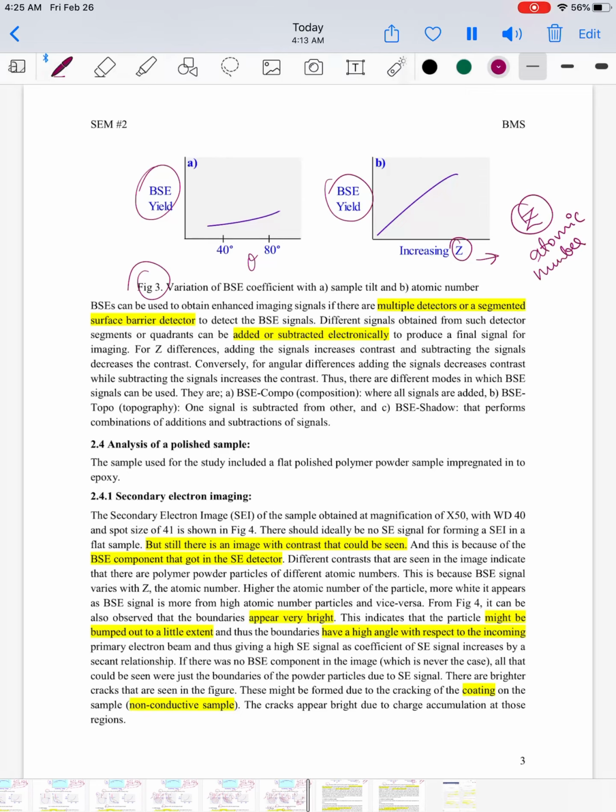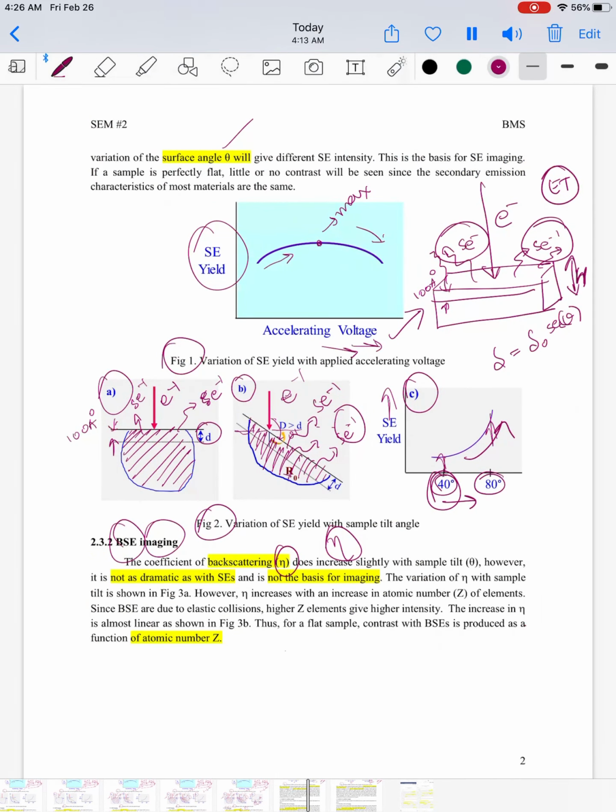When we compare figure A and figure B here, we see that BSE yield is not changing much with the sample tilt angle, whereas it is changing a lot with an increase in Z. So this is another major difference between secondary electron and backscattered electron generation. Backscattered electron yield is significantly affected by the atomic number Z of the element, whereas secondary electron generation is significantly dependent on the tilt angle or the sample orientation.